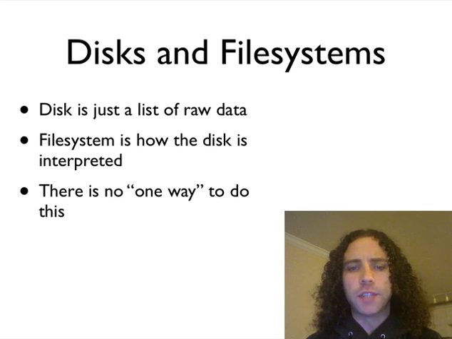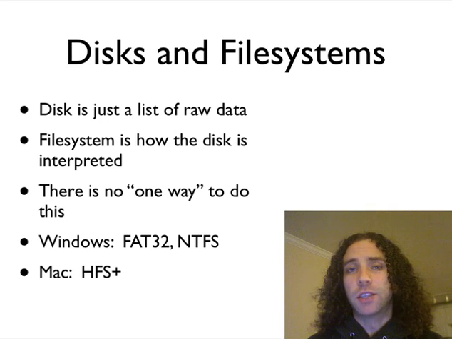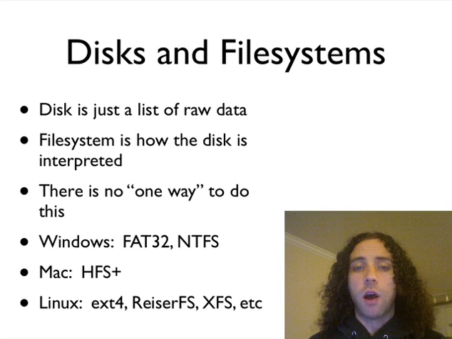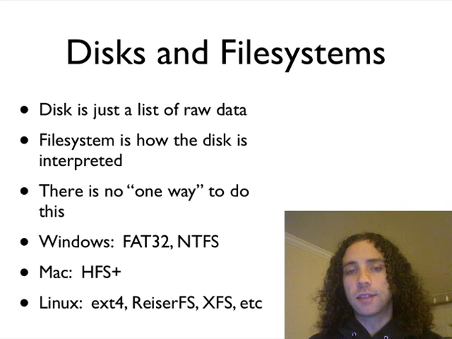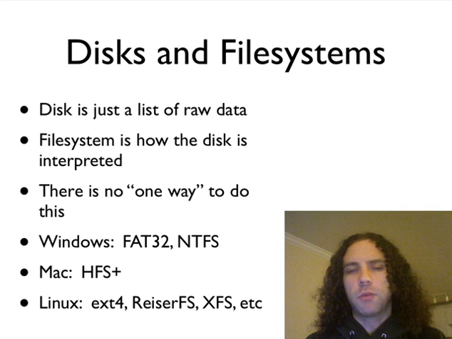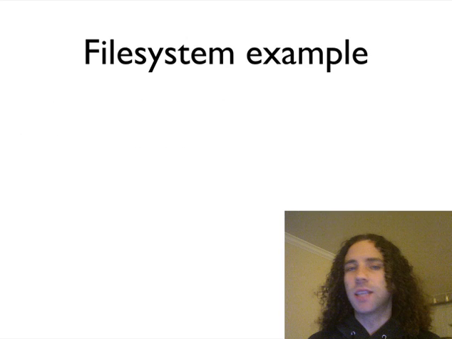For example, on Windows you'd run into something like a FAT32 or an NTFS file system. The one used on Macs is called HFS Plus. It's an old one that they keep revamping incrementally over time. And on Linux, there are all sorts of them that people use commonly. Usually it's one of the EXT, the extended file systems; 4 is the one they're up to now. ReiserFS is a popular one as well, same with XFS. There are others, JFS, things like that.